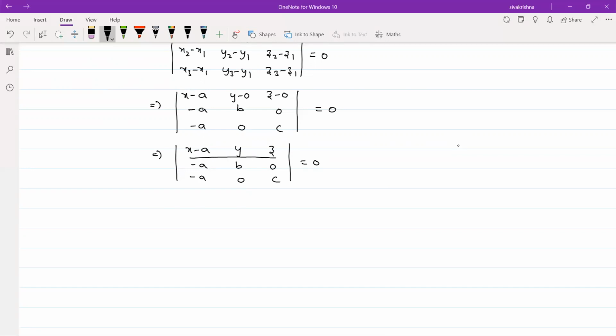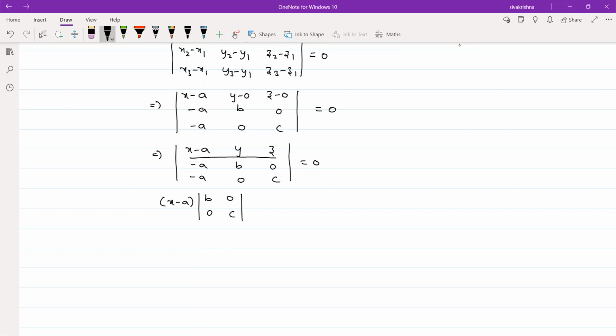So once again the first element is x minus a. So x minus a into, what we have to do is close the corresponding row and the corresponding column of x minus a, so that we get the determinant of b 0, 0 c. By closing the first row and the first column of x minus a, we get 4 elements. Those are b 0, 0 c. So we have to write those elements in the determinant.